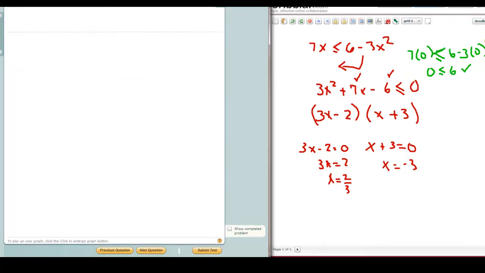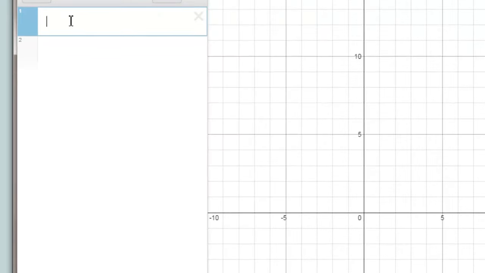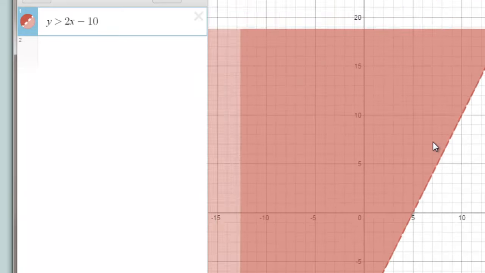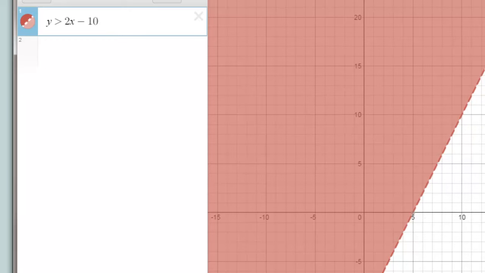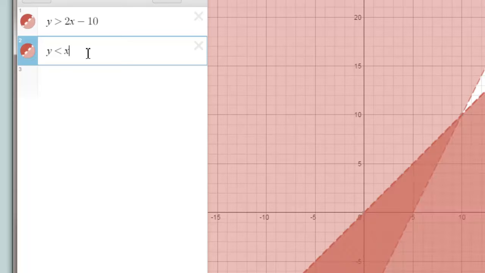All right, so this next one is graph the solution set of this system of inequalities. Now, this one is definitely easy and really great to use this utility over here. So y is greater than 2x minus 10. That's the first one. That one's dotted, with a dotted line shaded above it, since you have greater than. Next one, we have y is less than x minus 2. All right. Oh, they both showed up as red.